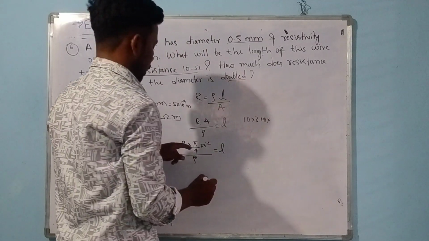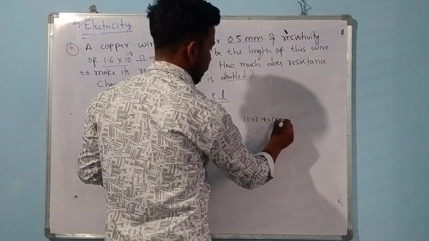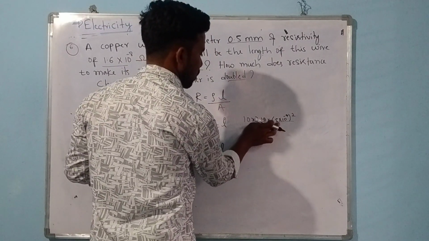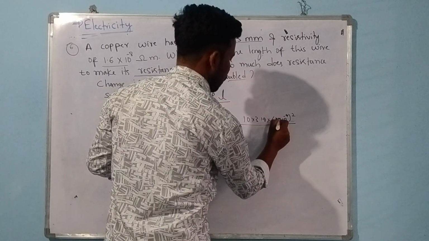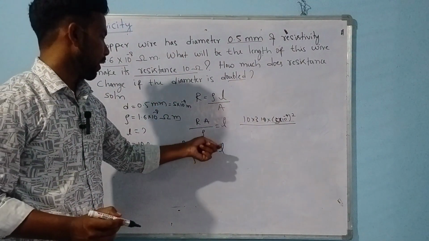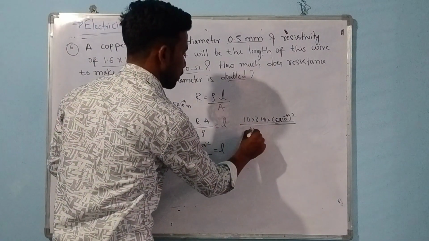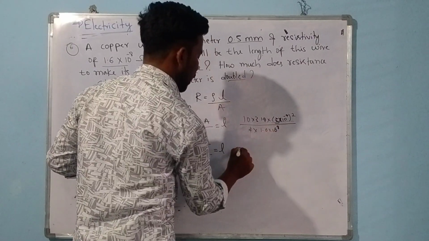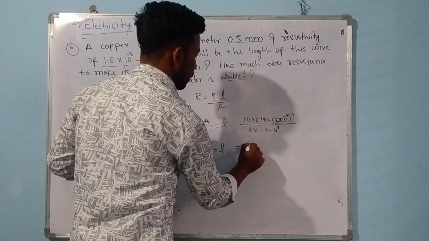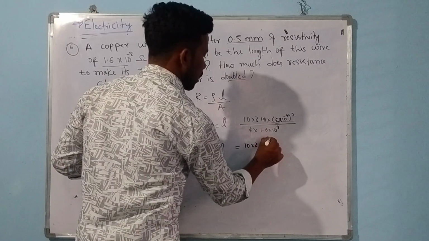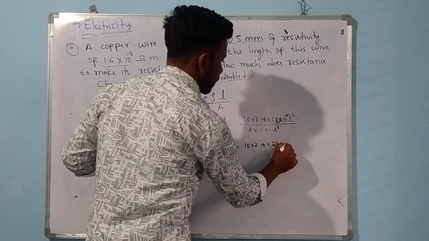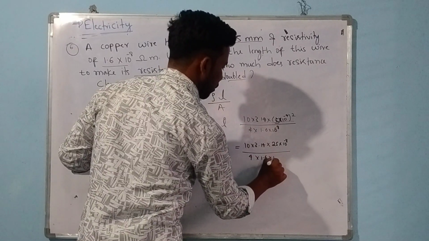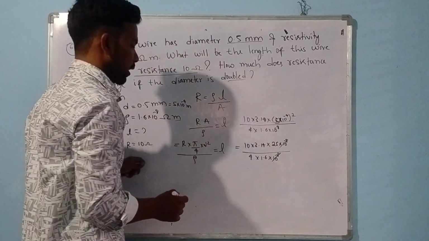3.14 into d squared, 5 into 10 to the power minus 4 whole squared, divided by 4 into rho. Rho is 1.6 into 10 to the power minus 8. Let's simplify: 10 into 3.14 into 25 into 10 to the power minus 8, divided by 4 into 1.6 into 10 to the power minus 8. This one gets cancelled.